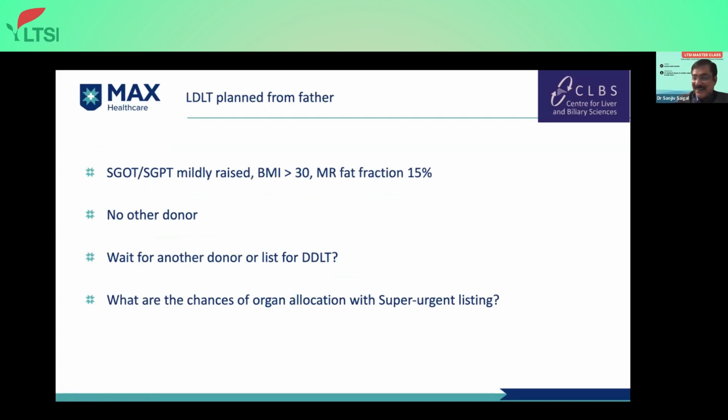Okay, so we counsel the patient, we counsel the parents for transplant, and the father was the prospective donor. The issue with the father was mildly increased SGOT, SGPT with a BMI of more than 30, and his MR fat fraction was 15%. There's no other donor. So how confident are we in taking such a donor for an ALF child? That is my primary question. And second, we'll be using the left lobe for this child, and if at all we enroll the patient for super urgent listing, what are the chances of getting an organ in this situation?